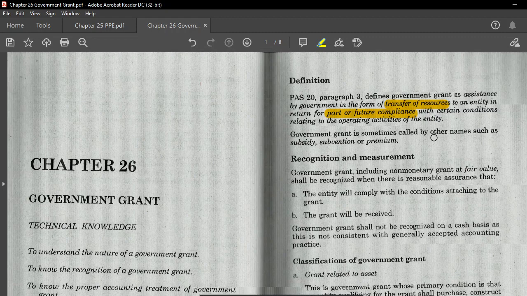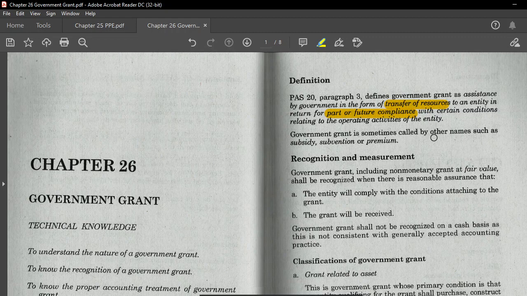Because it is based on those questions nga mahibal-an pud nato unsaon nato pag-recognize as income ang grant nga ilahang gihatag. Yung grant na binibigay ng government sa entities would be considered as income on the part of the entity. The question is, how are they going to allocate such income? When are they going to recognize the income?